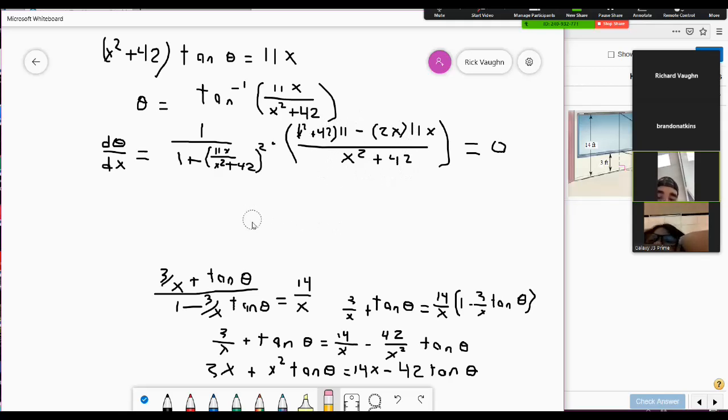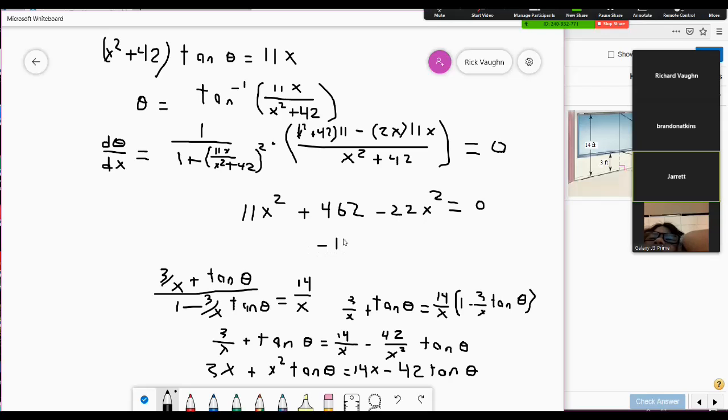So I think I just have this quadratic, which is 11x squared plus 42 times 11, which is what, 462, minus 22x squared equals 0. And so that's negative 11x squared plus 462 equals 0, which I'll just move to the other side. Instead of factoring, I'm just going to use the square root principle, divide both sides by 11. So 462 divided by 11 gets me back to the 42. x squared equals 42. And so x is equal to the square root of 42.